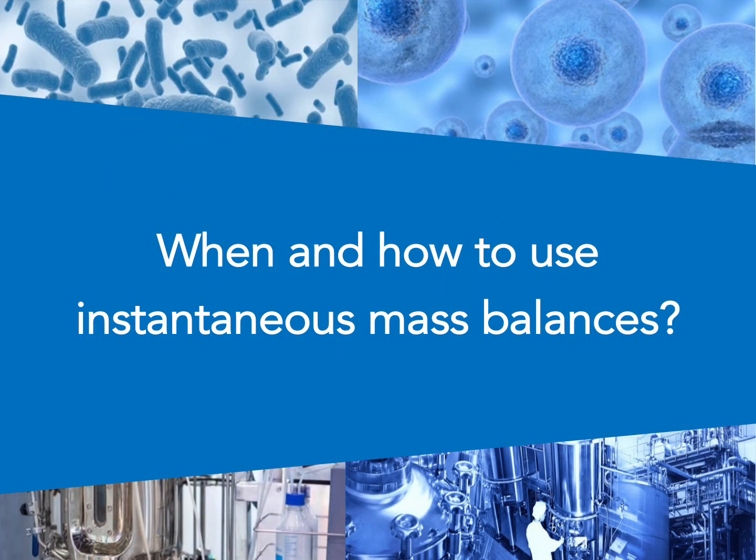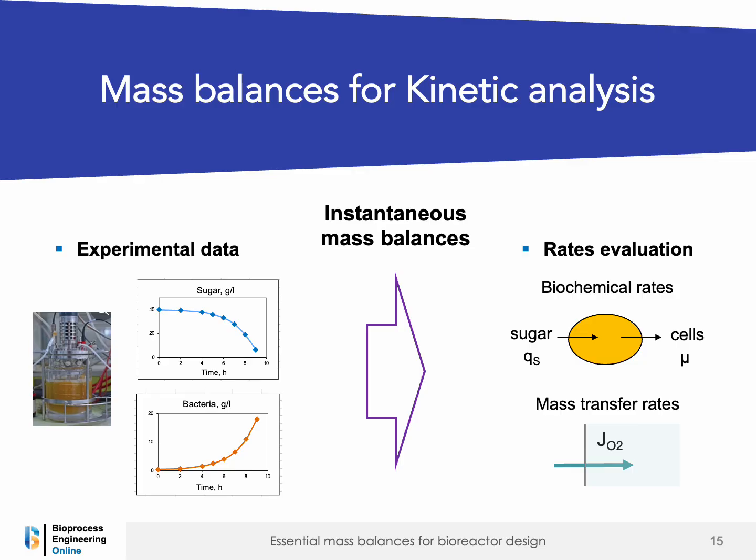In the second part of this tutorial, we will explore how instantaneous mass balances are used in the analysis, modeling, and design of bioreactors. One major application of instantaneous mass balances is the kinetic analysis of enzymatic or cellular transformations in bioreactors. In this context, instantaneous mass balances are used to analyze experimentally measured concentration changes over time and to determine reaction rates or mass transfer rates.